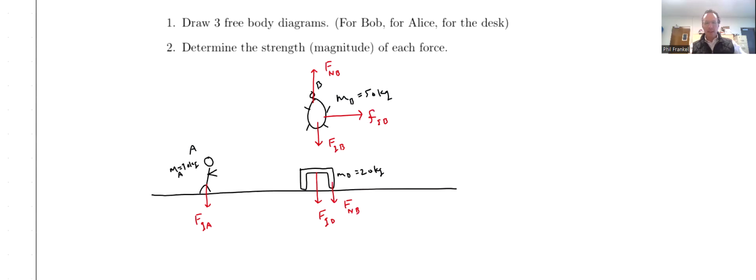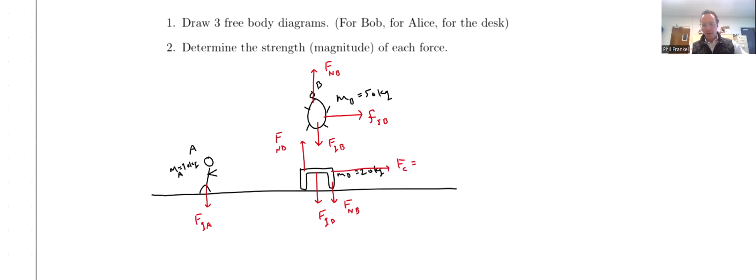So the Earth pulls the desk down, Bob's pants push the desk down with a normal force, and of course the ground pushes the desk up. I'll call this FND for the normal force on the desk exerted by the ground. What else? Well, we know that Alice pushes the desk to the right. So there's this, I'll call it a contact force from Alice pushing the desk to the right.